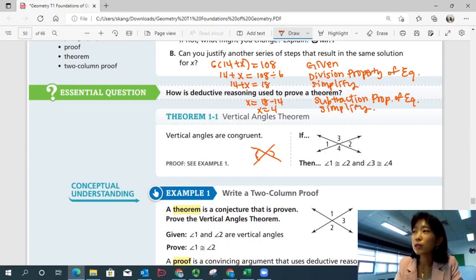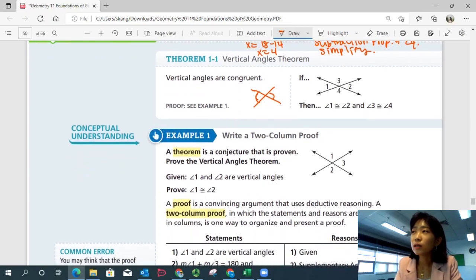So let's prove this. First of all, what is a theorem? A theorem is a conjecture that is proven. Prove the vertical angle theorem. It's already proven. And so let's prove it together so that we can also use this theorem in the future to prove other theorems. So it's given that 1 and 2 are vertical angles. We're going to prove that they're congruent.